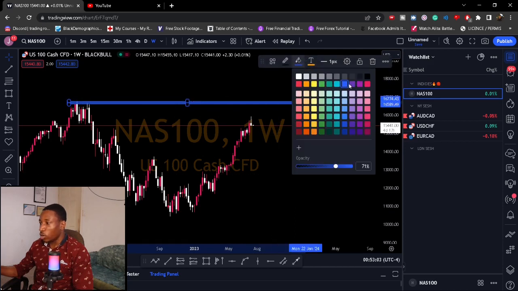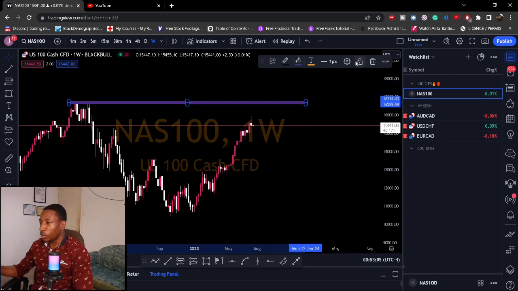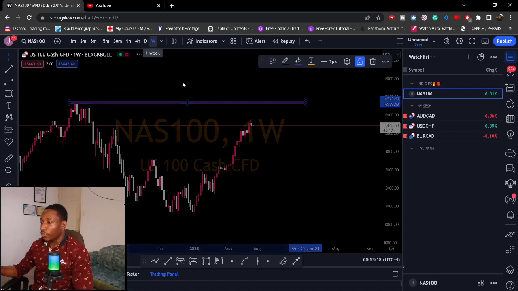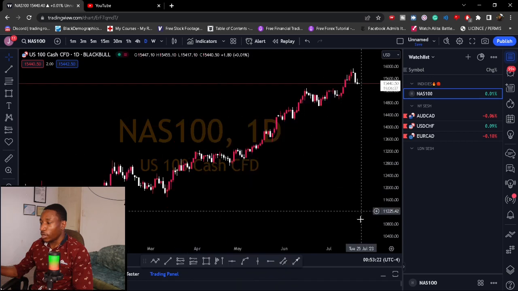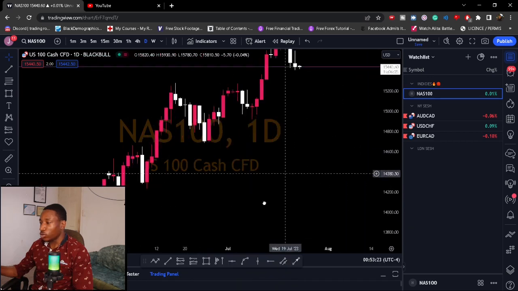And guys, I like to color code my stuff, so whenever you see purple, just know that this is from the weekly time frame. So the purple line is the destination for the weekly time frame. And if we go to the daily time frame real quick, we see that price is looking like it wants to retrace.